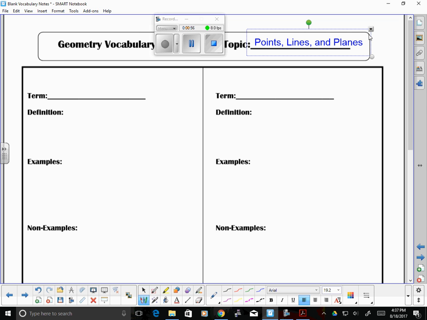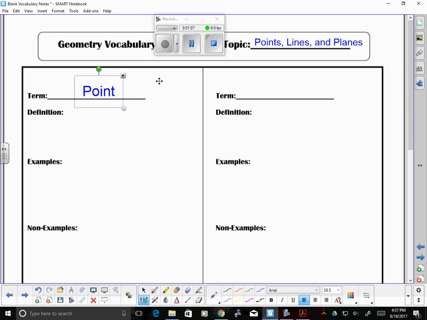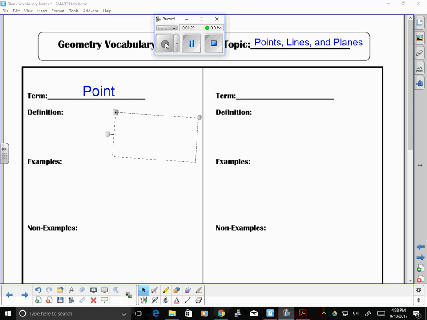The most basic starting point is exactly that. All right, our first term is point. What is a point? A point is exactly what it sounds like. It's anything that you can point to or point at. If I were going to point at something, I'm talking about a very specific location or place.